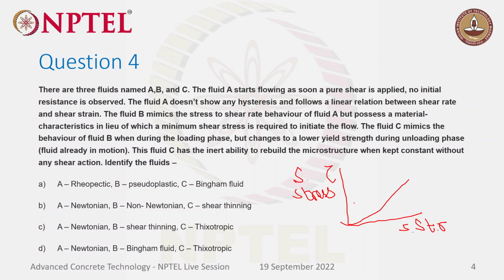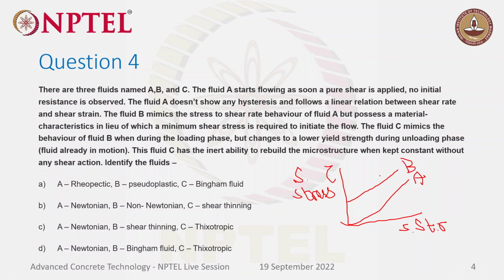This is fluid A. And then coming to fluid B, they are saying it mimics the stress to strain rate behavior of A, which means it has a linear relationship, but it possesses a minimum shear stress which is required to initiate the flow. Once it starts, it has a linear relationship between shear stress and shear strain. Assume these both are straight lines, okay? Sorry, this image shows a non-linear line, but it's a straight line. And this is A, and then this is B.